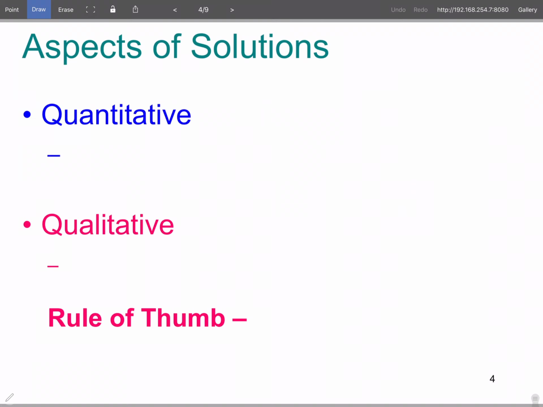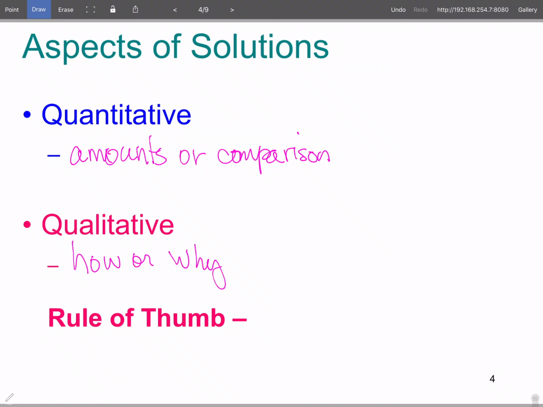Okay, so again, there are two main aspects of solutions. The quantitative are the amounts present of solute, solvent, or a comparison to the amounts. This is more, this is less. Or they're qualitative. And this tells you how or why solutions form. So these are two different aspects. Again, one is qualitative, there are no numbers, and the other one is quantitative, which means we're involving amounts.